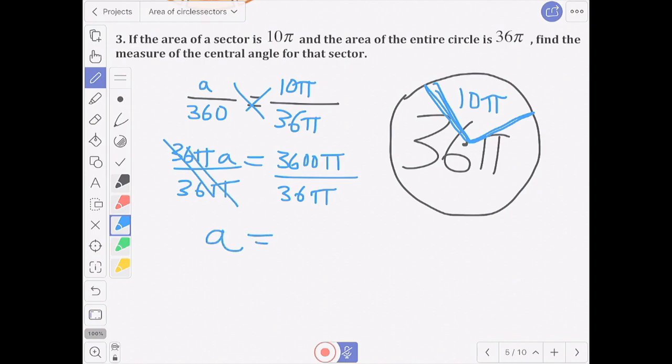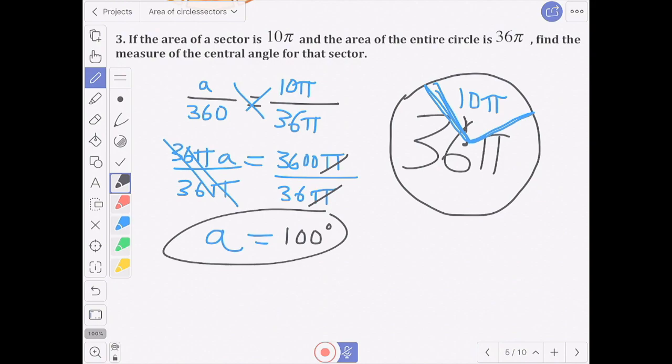It's telling me that my area is going to be worth, well, the pi's are going to cancel, and 3,600 divided by 36 would be 100. So the area would be worth 100 degrees. Or the angle would be worth 100 degrees.